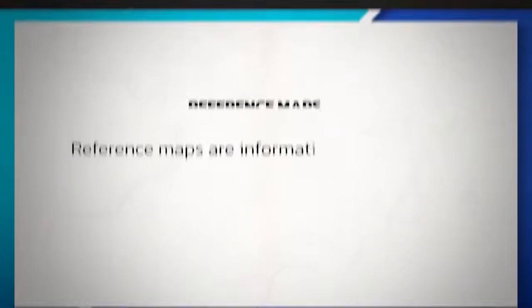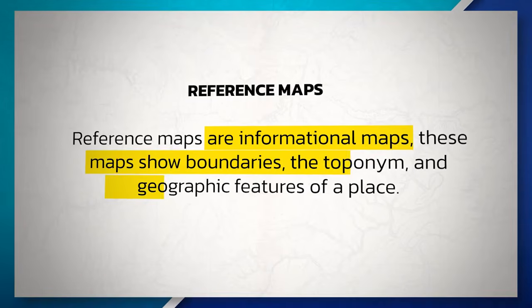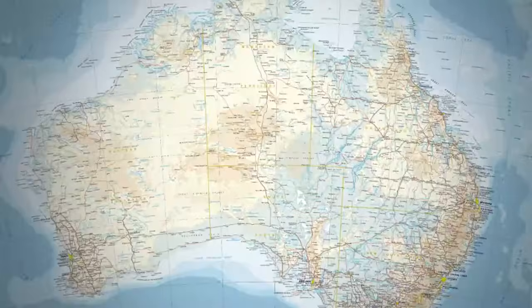Today we are going to be breaking down reference maps and thematic maps. Reference maps are informational maps. These maps show boundaries, the toponym, and geographic features of a place. There are a variety of different reference maps that we use every day.